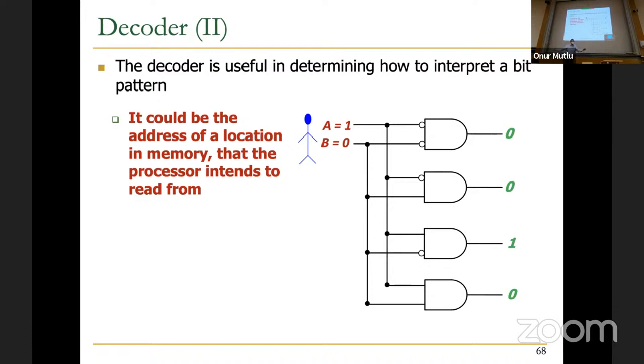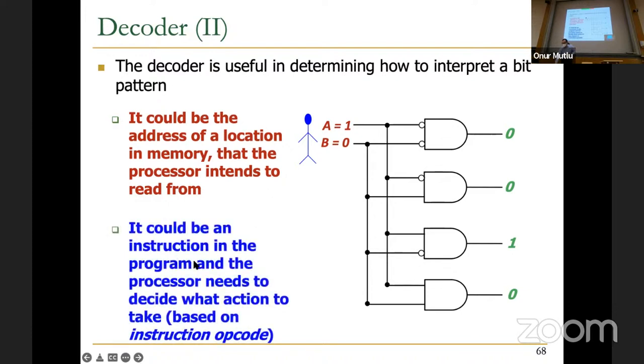So building bigger and bigger memories relies on having bigger and bigger decoders, as we will see tomorrow also. So this is one use of the decoder. You have a bit pattern that specifies the address of a location. Which location is it? These outputs will be enabling the only location that you're interested in, basically.